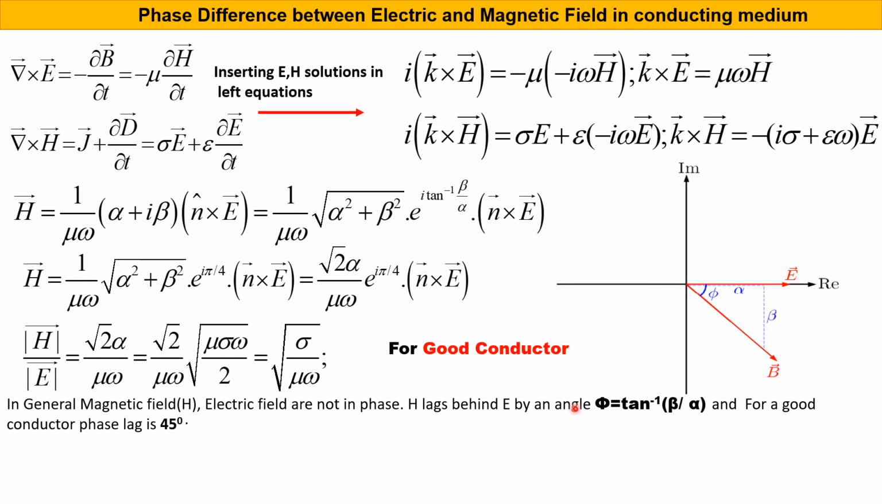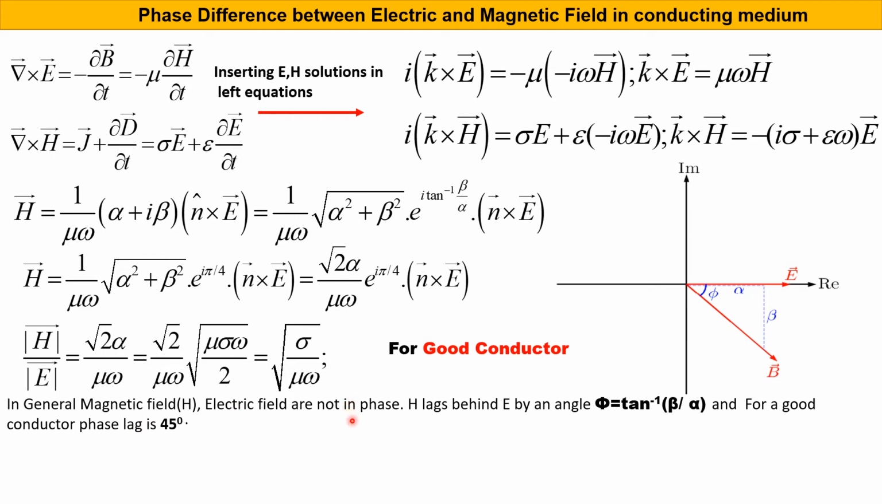H lags behind the electric field by angle phi. I have made it bold to make you realize this factor, tan inverse beta by alpha. And for a good conductor, beta is equal to alpha, so we have tan inverse 1, which means pi by 4, so e to the power i pi by 4. From there we can get it: this phase lag is 45 degrees. So this phase lag is there between electric and magnetic field.